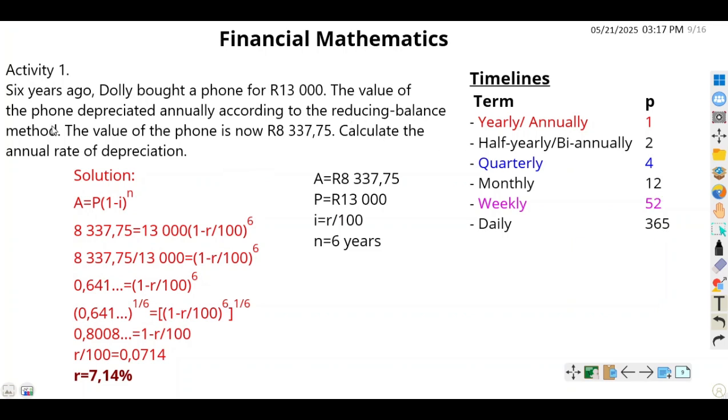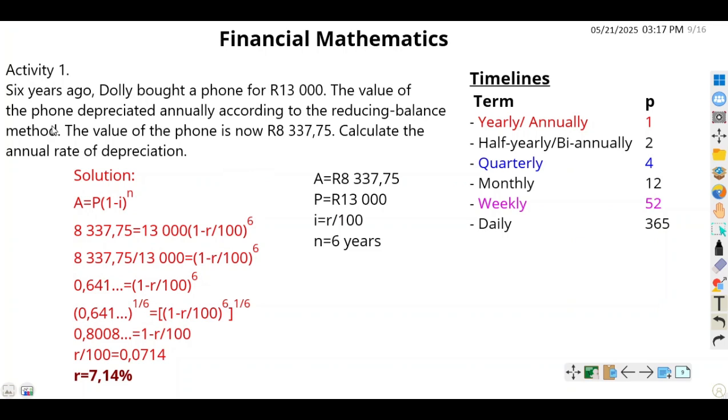What do we know about reducing balance? It's a compound interest decay. When they say reducing balance, it's the same as saying compound interest decay. I spoke about this, said they can interchange the terms. So the value of the phone depreciated annually, yearly, according to the reducing balance method, according to the compound interest decay method.